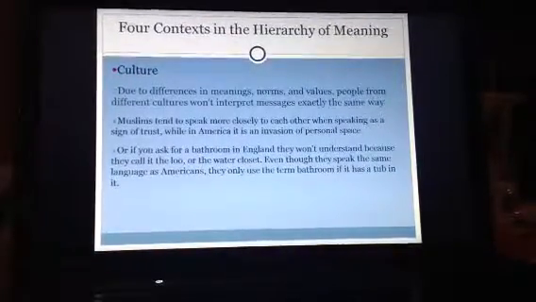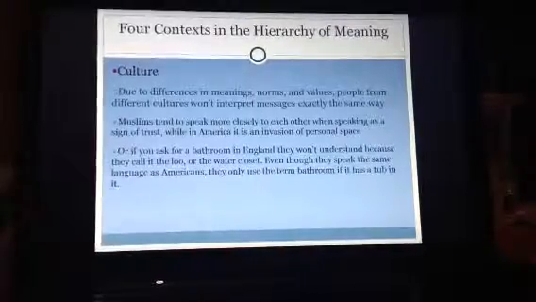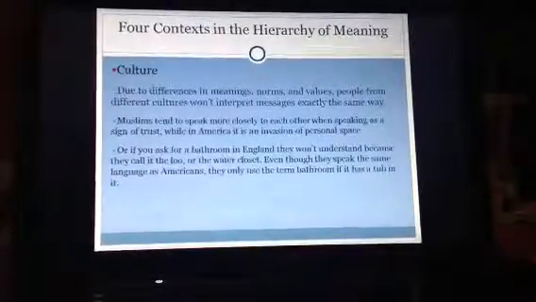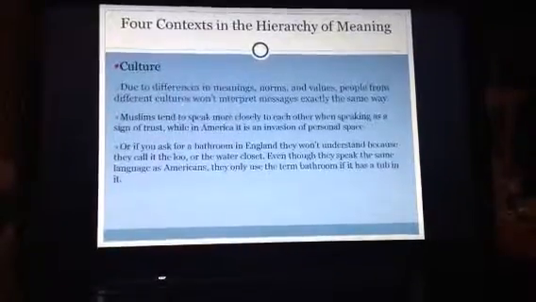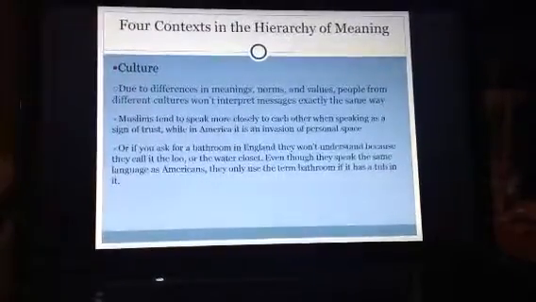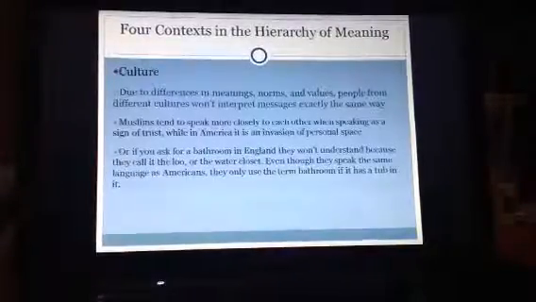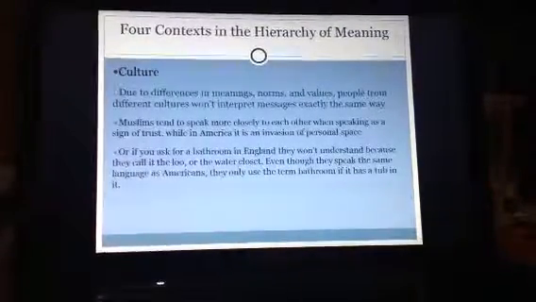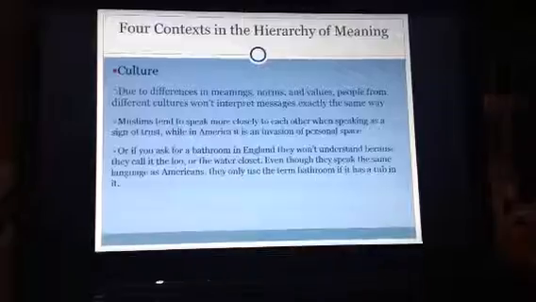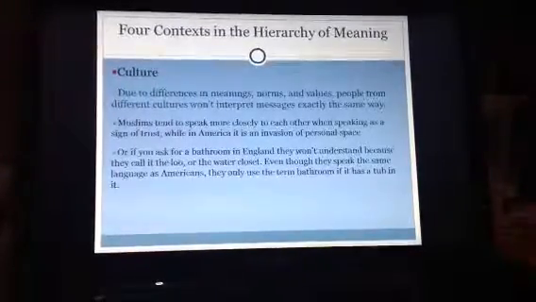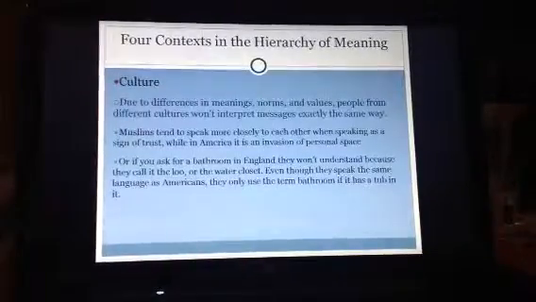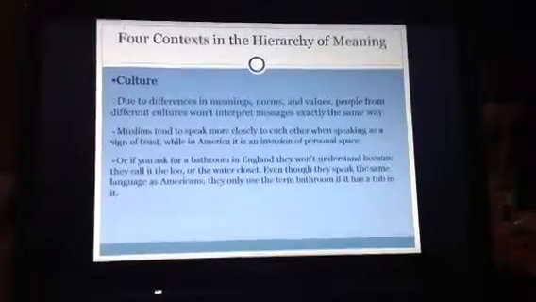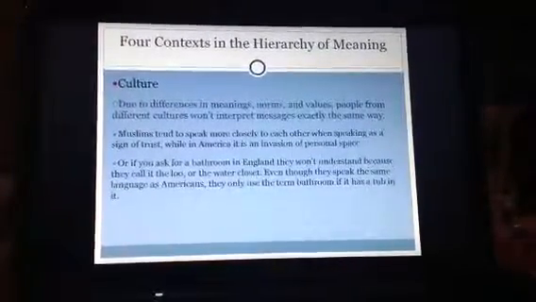For culture, this is due to differences in meanings, norms, and values, such as people from different cultures interpreting messages differently. For instance, Muslims tend to speak more closely to each other as a sign of trust, while in America it's considered an invasion of privacy or personal space. You don't want to be talking to somebody that's a foot away from you. It just feels awkward here.